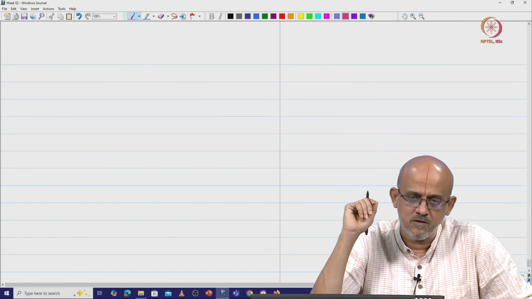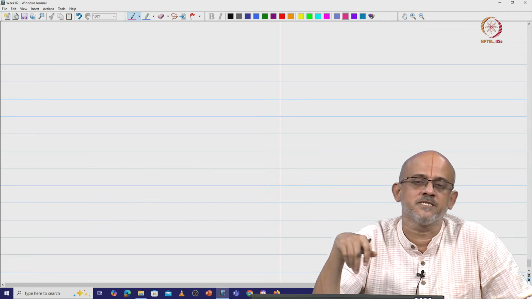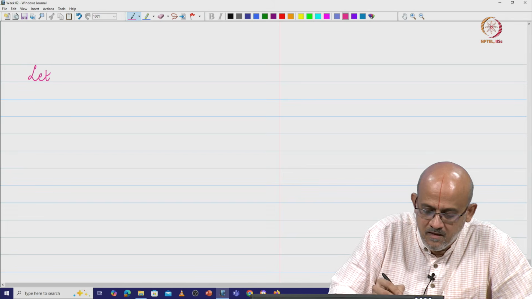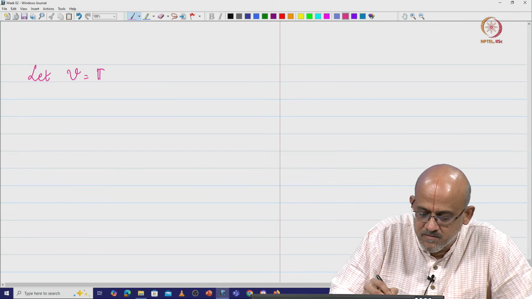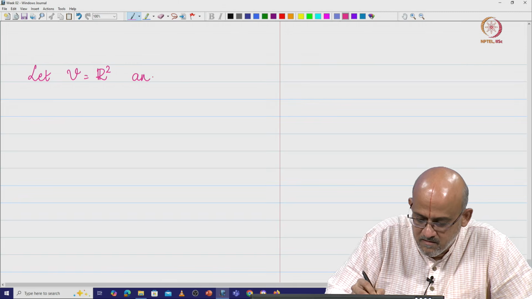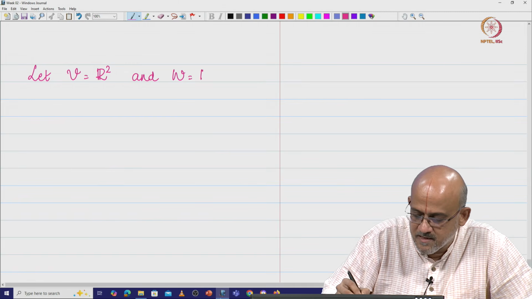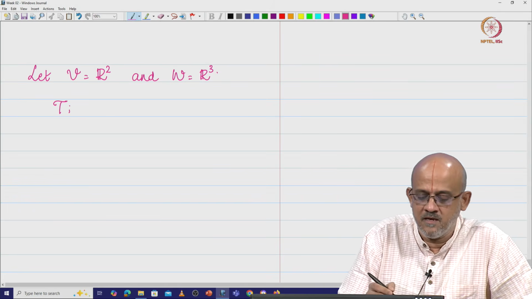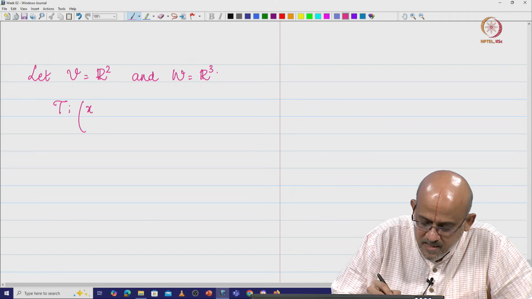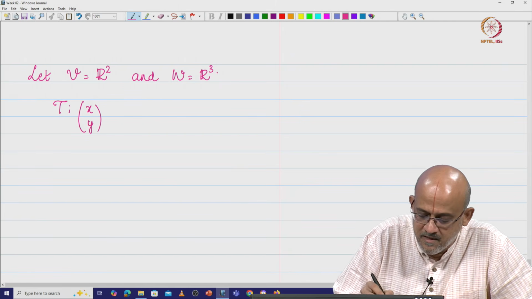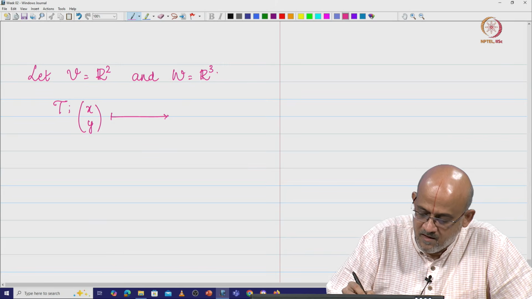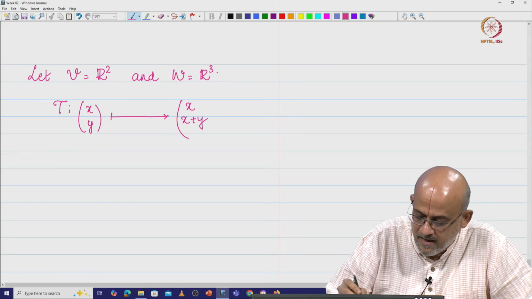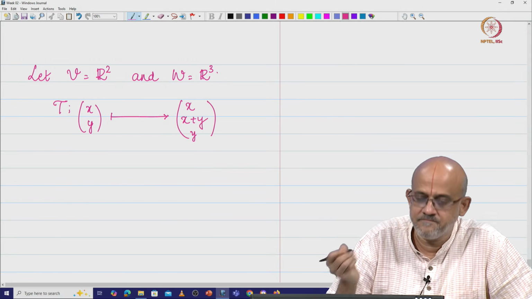Now, what I am going to do is look at two different vector spaces, right. Let V be equal to, let us say, R2 and W be equal to R3, right. I am going to define a linear transformation T, which is going to map every vector (x, y) in V to, let us say, (x + y, y, ...), right.